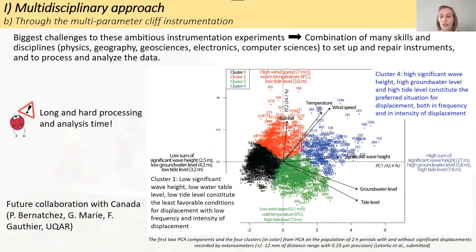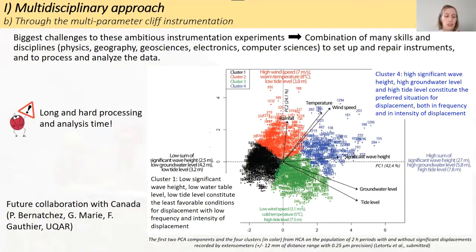High significant wave height, high groundwater level, and high tide level constitute the preferred situation for displacement, both in frequency and in intensity of displacement. Low significant wave height, low water table level, and low tide level constitute the least favorable condition for displacement, with low frequency and intensity of displacement.